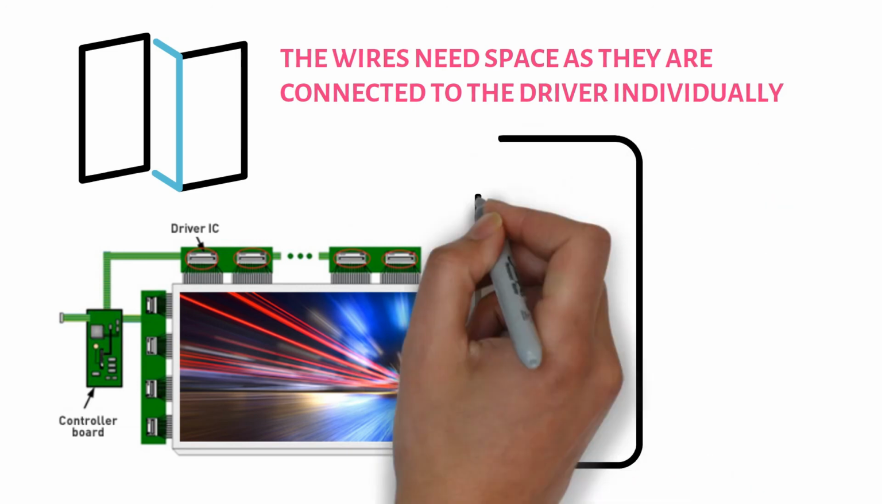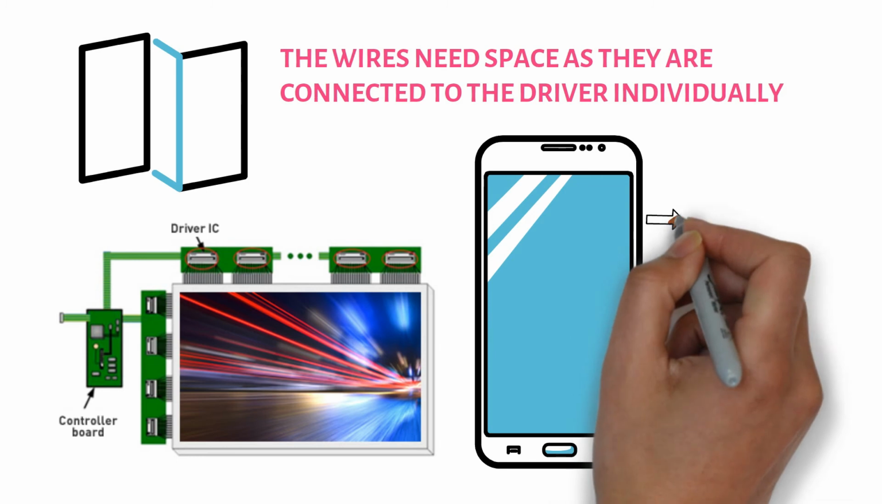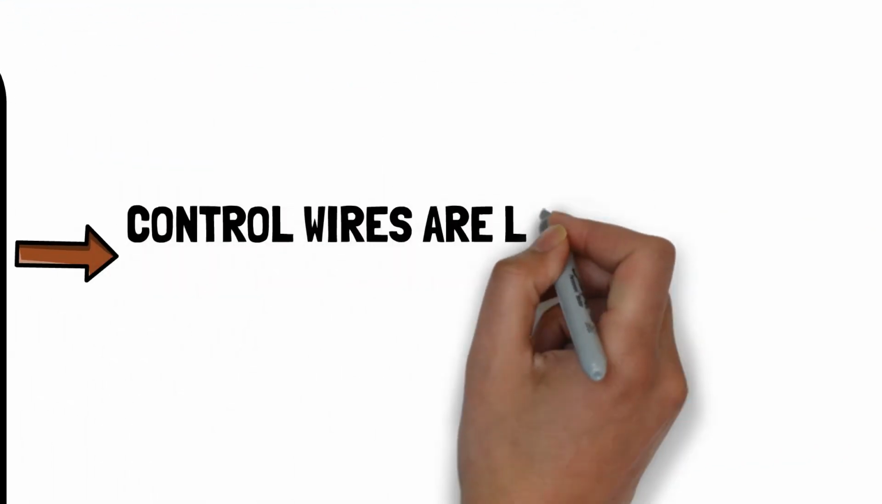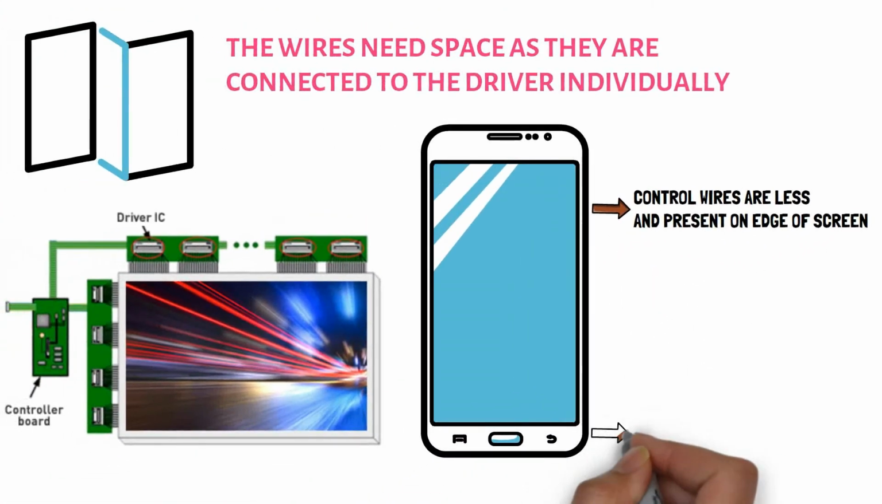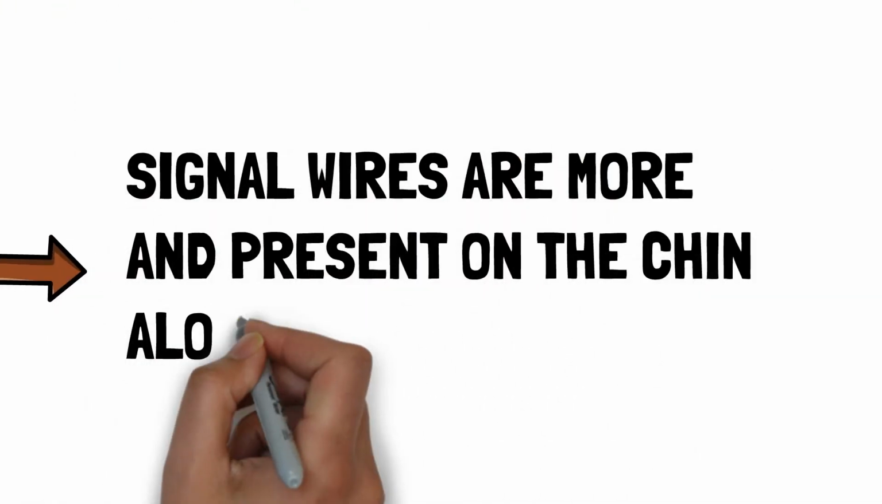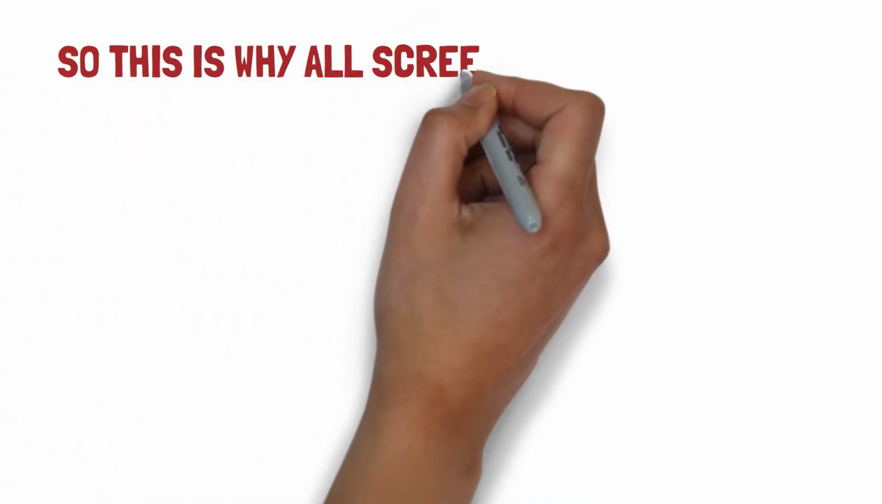The control wires are fewer in number and they can fit on the edge of the display, so the edges of the display are very thin, whereas the signal wires are more in number and cannot be assembled on the edges of the display, so they require the chin area or the upper area of the display to connect to the driver IC. So this is why all-screen phones are not possible till now.